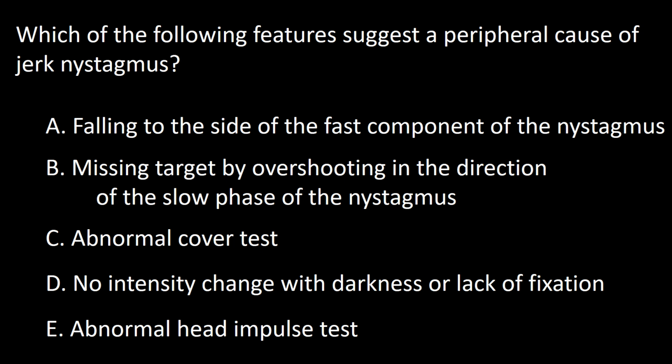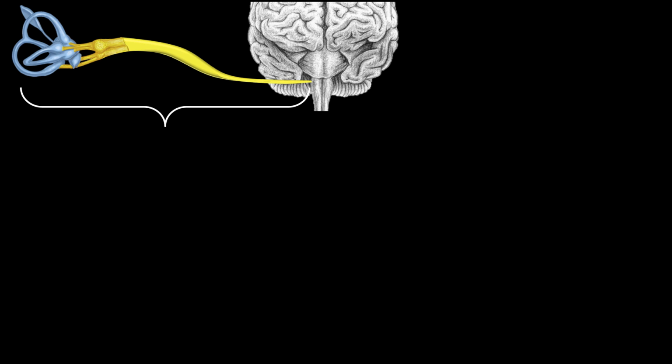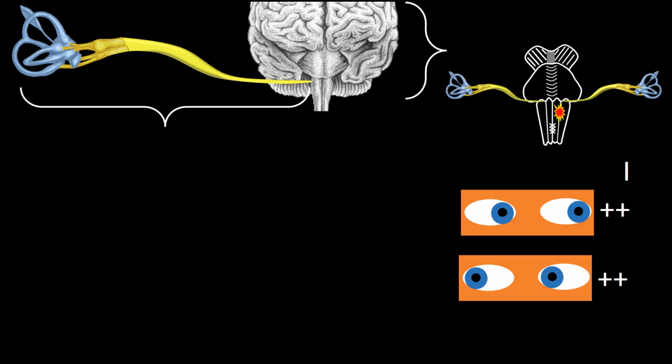head impulse test. This frame illustrates the peripheral and central structures involved in nystagmus. Central jerk nystagmus intensity does not change with change in gaze direction, or is most prominent when looking towards the site of the lesion.